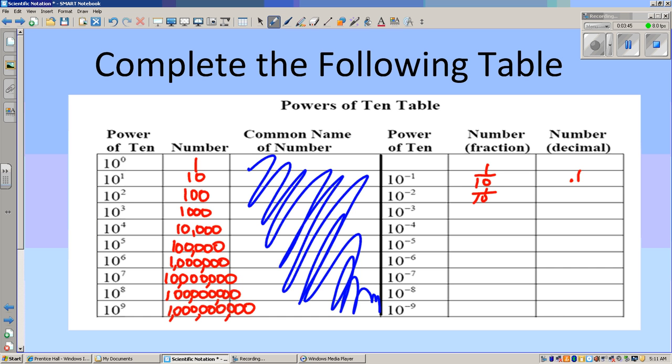1 over 100, which in decimal form is equivalent to 0.01. Okay, you continue. 10 to the negative 3 would be 1 over 1,000. Our decimal equivalent is 0.001. Okay, you continue filling out the chart on your own and look up when you're finished.